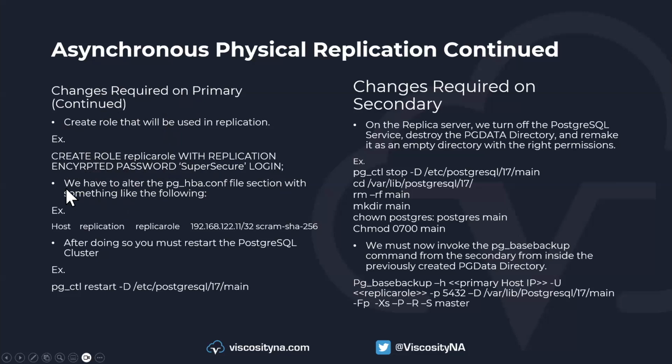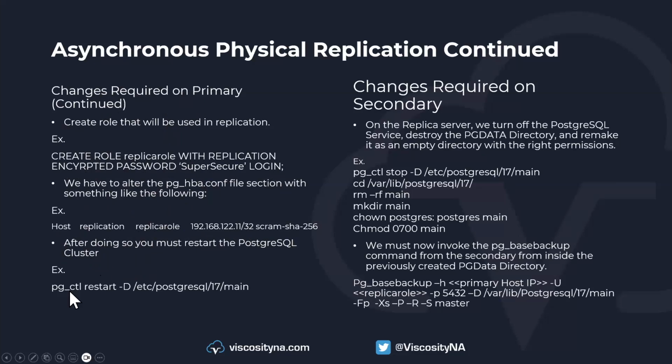The additional thing that you'll have to do is alter what's called the pg_hba.conf file. And in there, you're going to basically specify a replica role that you created here, as well as the IP address that would be coming from. That's going to be coming from the secondary IP at that point, and this is your setting on the primary.